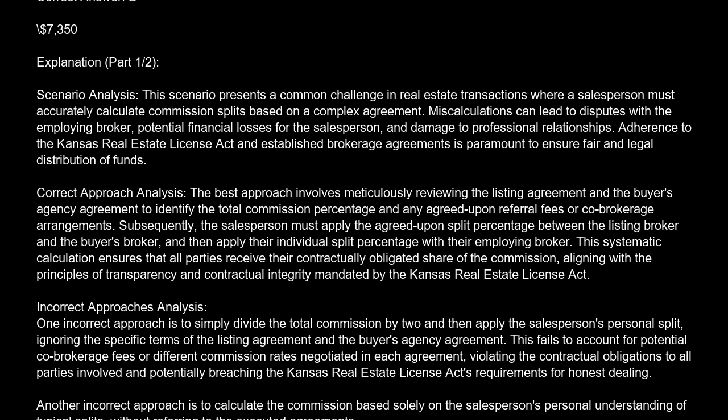Incorrect approaches analysis. One incorrect approach is to simply divide the total commission by 2 and then apply the salesperson's personal split, ignoring the specific terms of the listing agreement and the buyer's agency agreement.